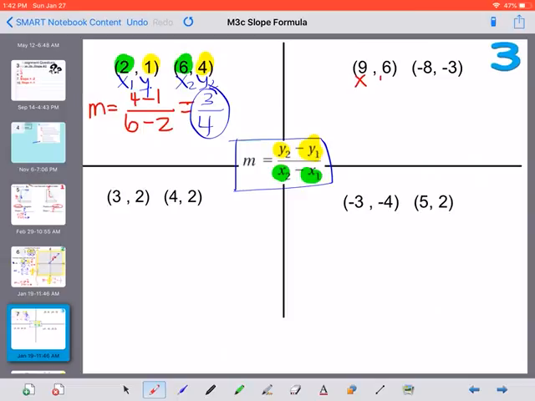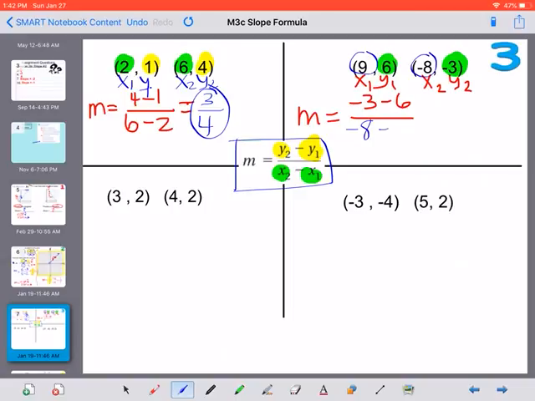Let's try again. X, y, first point, x, y, second point, and plug them into our slope formula. First, y2 minus y1, so we have -3 minus 6. And then on the bottom, x2 minus x1, we have -8 minus 9. Now be careful with this. -3 minus 6, they're all negatives. We have a total of -9.